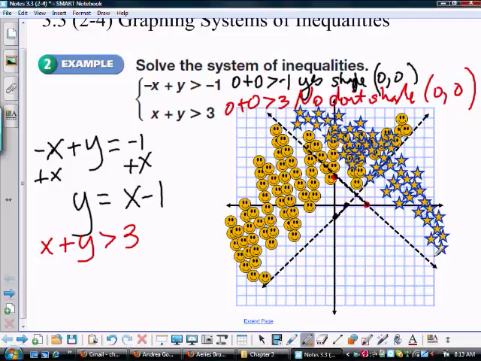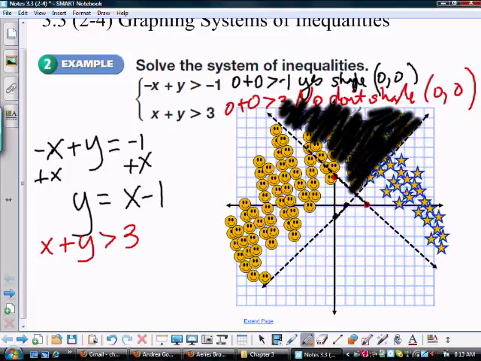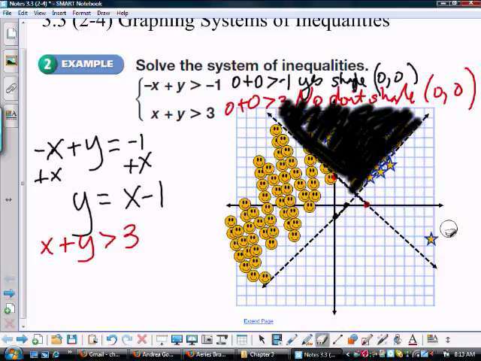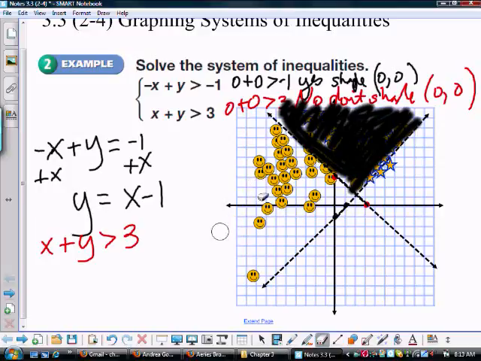Now, where is the shading that meets this system? It's where I have both stars and smiley faces. So my shading, let's just go for a good blackout shading, is going to be just that one that contains both. I don't think I can go back and erase, oh yeah, I can. So I'm going to go back and erase the shading where not both of them happen to make it really clear which shading I'm talking about. Okay.